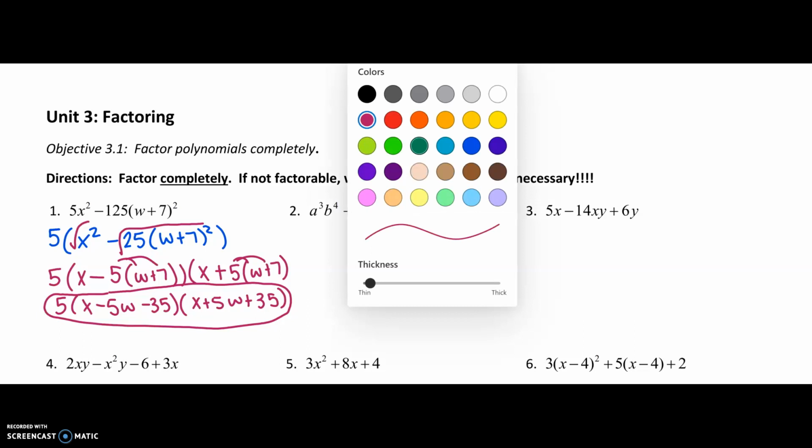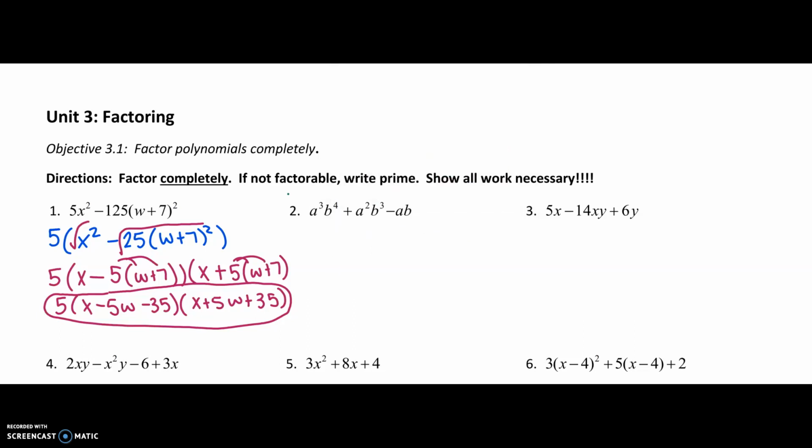For number 2, again, you should always be thinking, do they have a GCF? Again, the answer is yes, they do. They all have an A in common. They also all have a B in common. So when I factor out the A, the lowest exponent is just 1, so I just factor out 1A. Same for B, the lowest exponent is just 1, so my GCF is just AB.